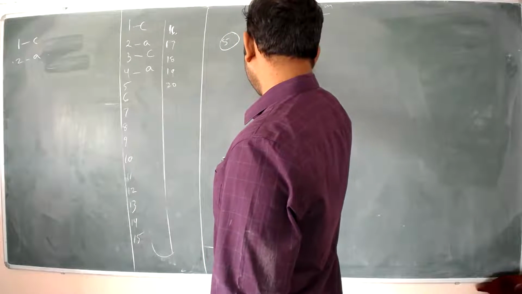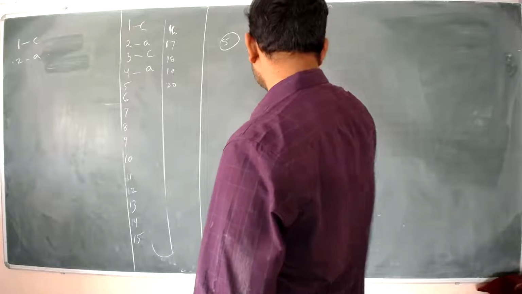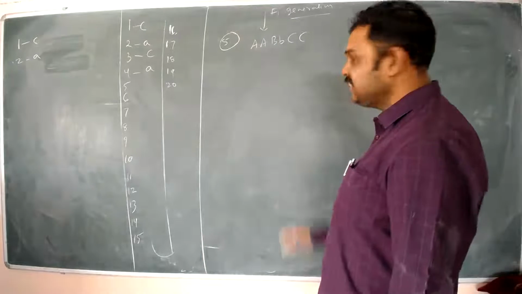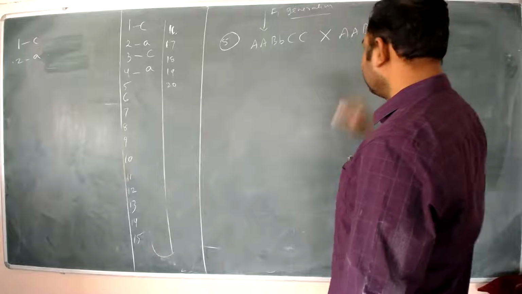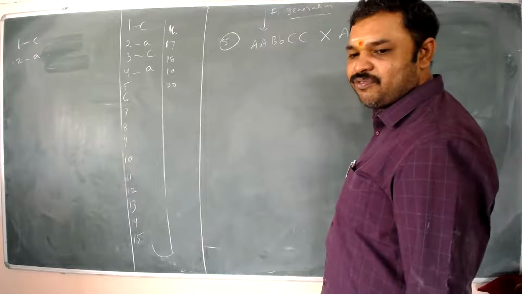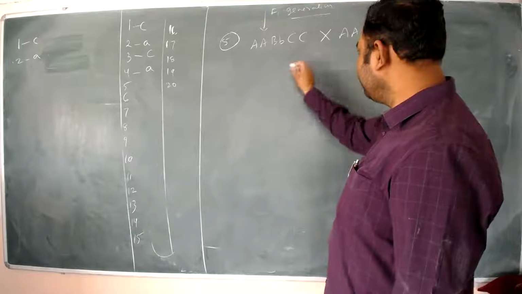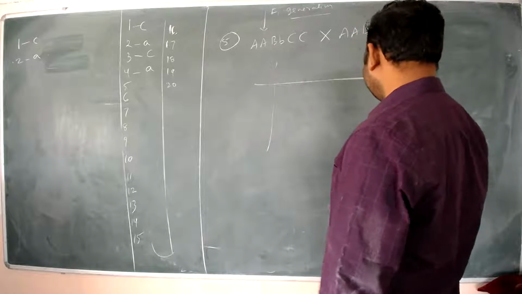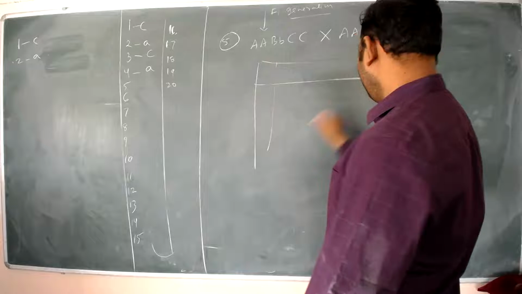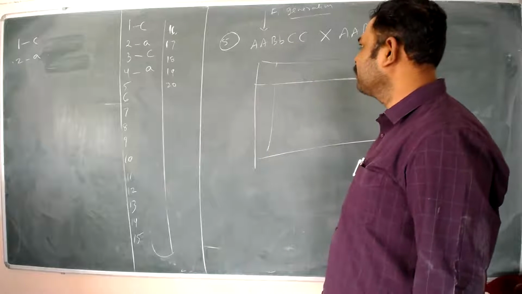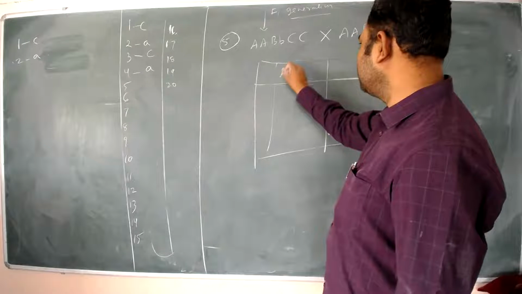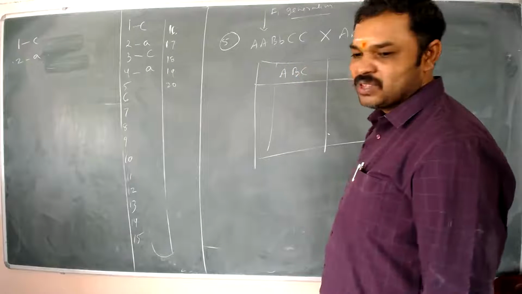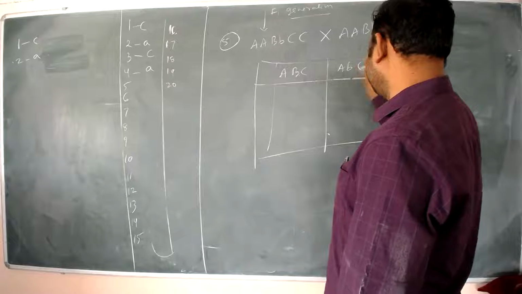Capital A, capital B, small b, capital C, capital C. This is a plant. This plant is selfed, A, B, C, like this. On selfing of F1, F2 is produced. Now here I am taking a Punnett square chart. From this, how many types of gametes will come? Two types of gametes. What are those two types of gametes? Capital A, B, C. Capital A, small b, capital C.